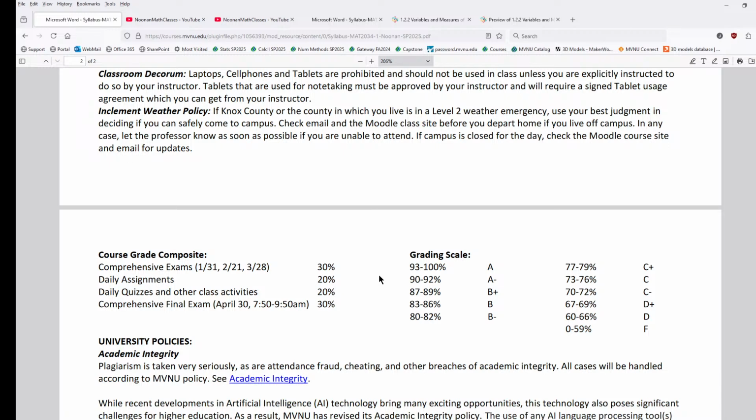There are daily assignments, which I'll show you in a bit. Hopefully we'll get one for this weekend. And then there are daily quizzes and other activities that will go into your grade. And finally, a comprehensive final. And I see that does not add up to 100%. How did that happen?